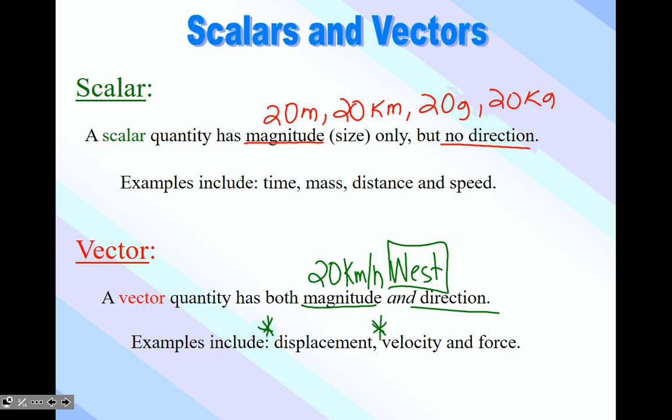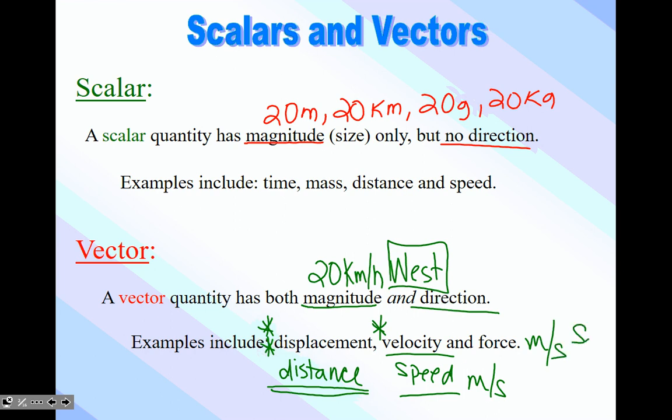So they compare to distance and speed. You guys understand distance. If I attach a direction to the distance, it's called displacement, with a few other differences. Speed is something like meters per second, whereas velocity is meters per second south. So there's an element of direction there.